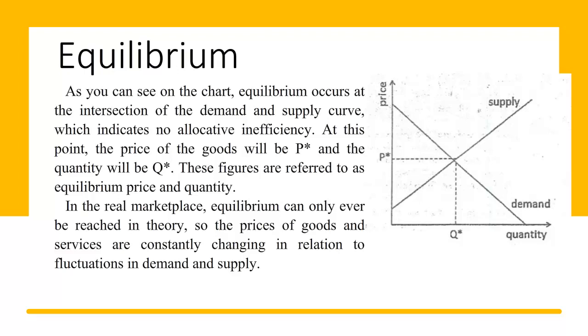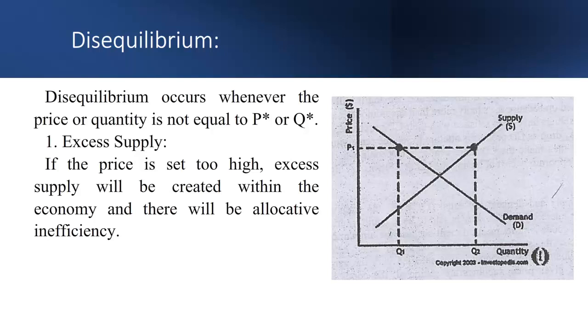In the real marketplace, equilibrium can only ever be reached in theory, so the prices of goods and services are constantly changing in relation to fluctuations in demand and supply. Disequilibrium occurs whenever the price or quantity is not equal to P or Q.